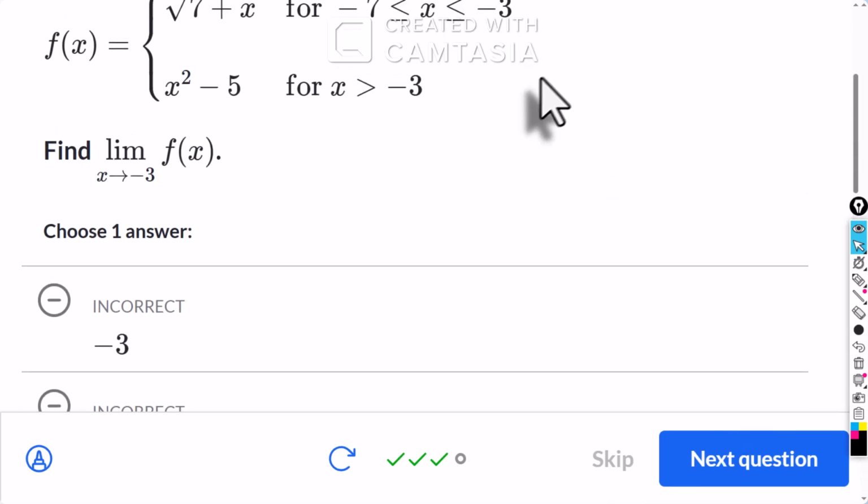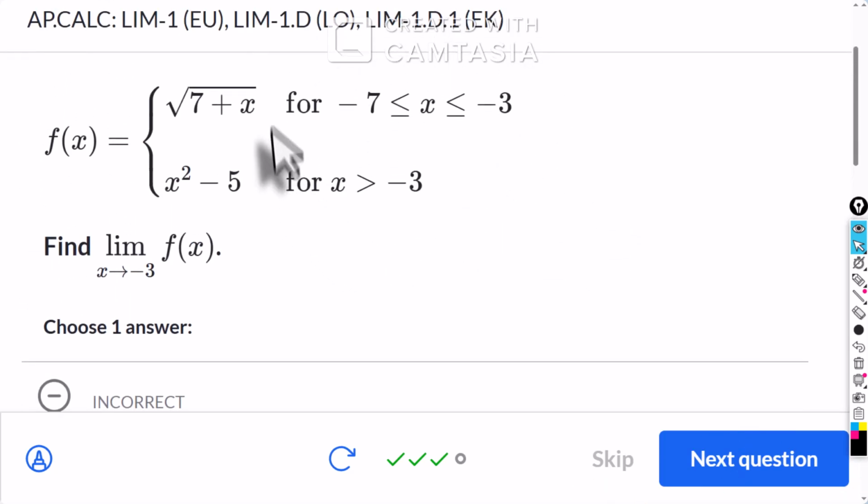All right, I hope everyone understands. You only have to use both functions when the number for x is on the boundary. Like here it was x is greater than negative 3, and here it's x is less than or equal to negative 3. Since we had a negative 3 and it's on the boundary, we had to plug it in both of them.